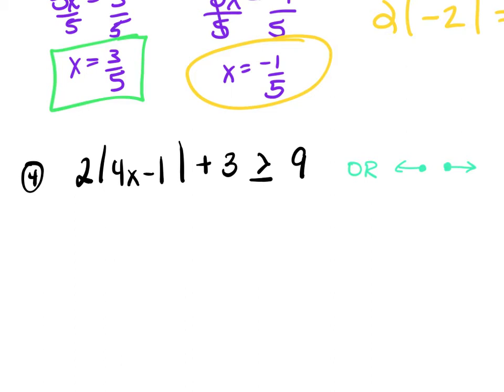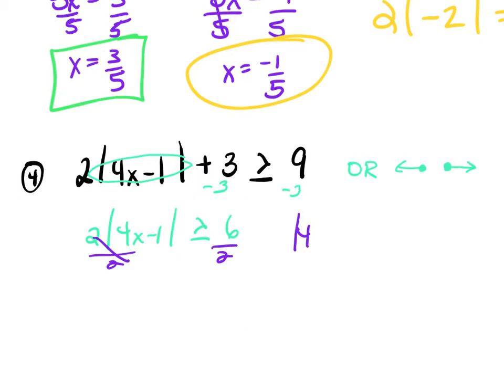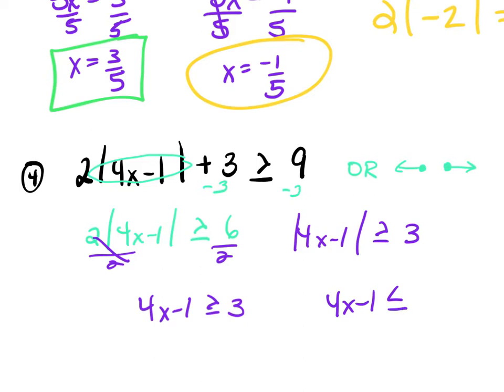So if we want to get our absolute value all by itself, the first thing we need to do is subtract 3 from both sides. So 2 times the absolute value of 4x minus 1 greater than or equal to 6. Divide both sides by 2. You get 4x minus 1 absolute value greater than or equal to 3. So now we're going to rewrite into two inequalities. 4x minus 1 is greater than or equal to 3. And 4x minus 1 is less than or equal to negative 3. When we have inequalities, that's when we have to flip the sign of the inequality and the sign of the answer.